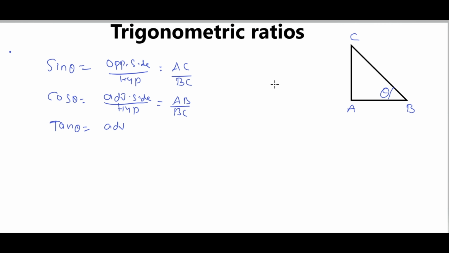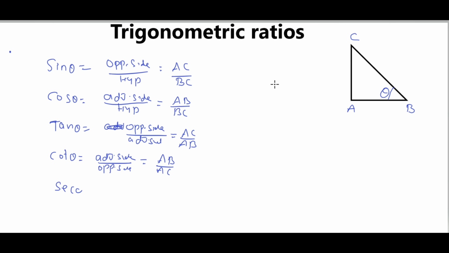Tan theta is equal to opposite side by adjacent side. Opposite side is AC by adjacent side AB. Cot theta is equal to adjacent side by opposite side. Adjacent side is AB by AC.